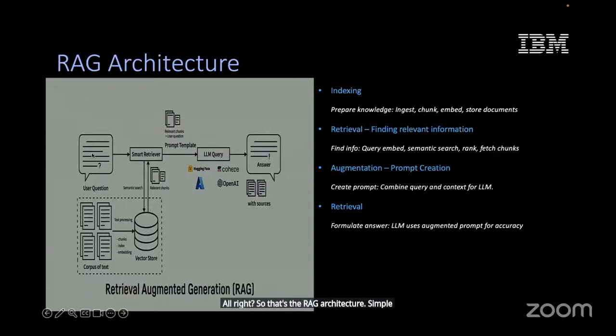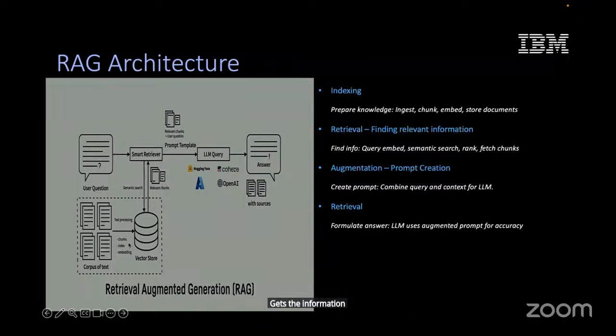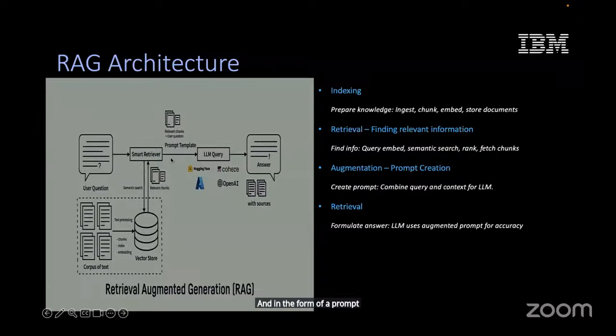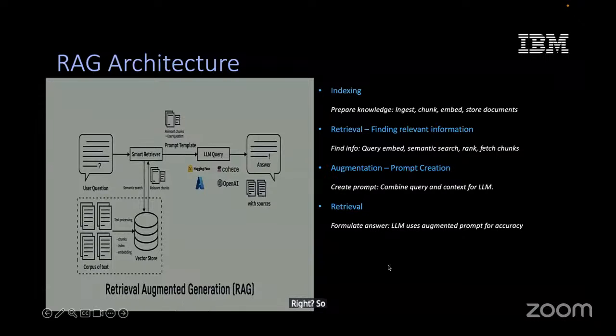Simple thing. Number one is the user question. Number two is the smart retriever, where it gets the information in the form of chunks and embeddings from the vector store. And those relevant chunks are added to the user question in the form of a prompt template that is then passed into the LLM. Now the LLM has more context and more information pertaining to the user question, and based on that, it is able to answer with a high level of confidence. All right. So that's the RAG architecture.